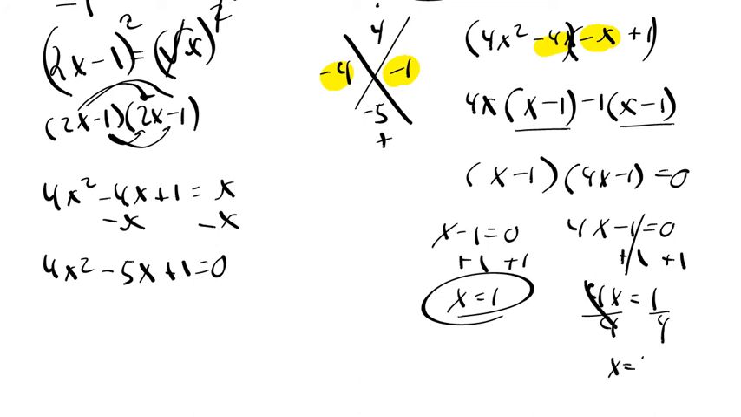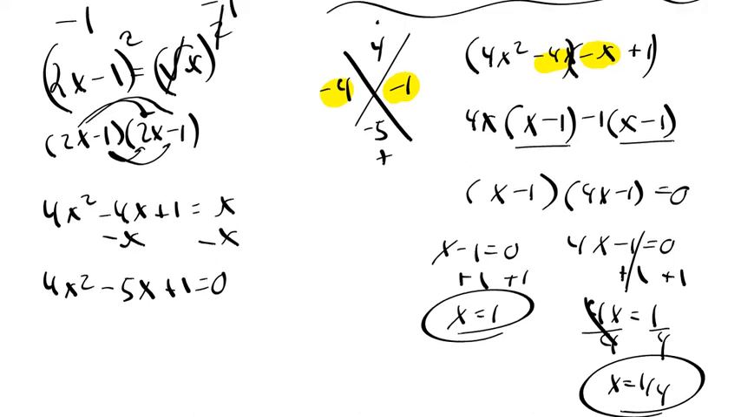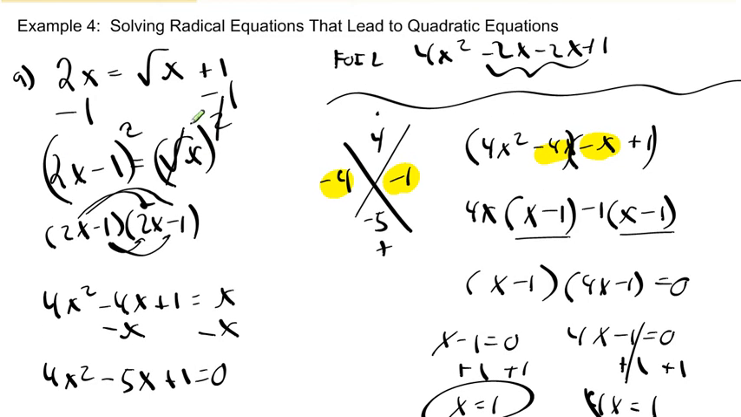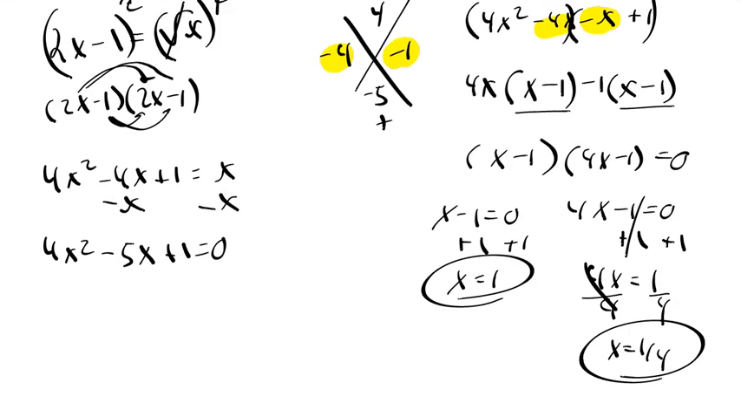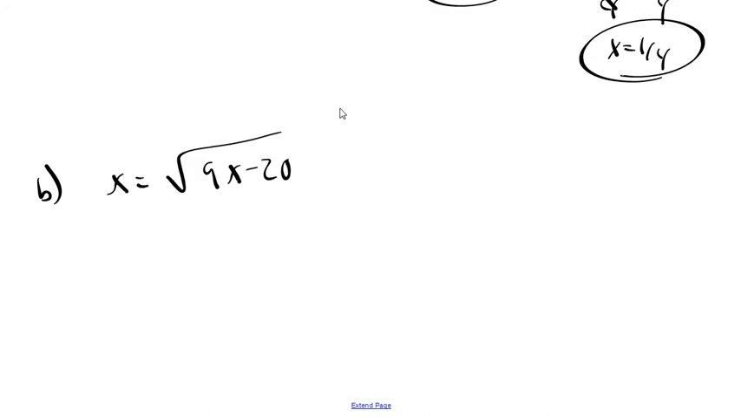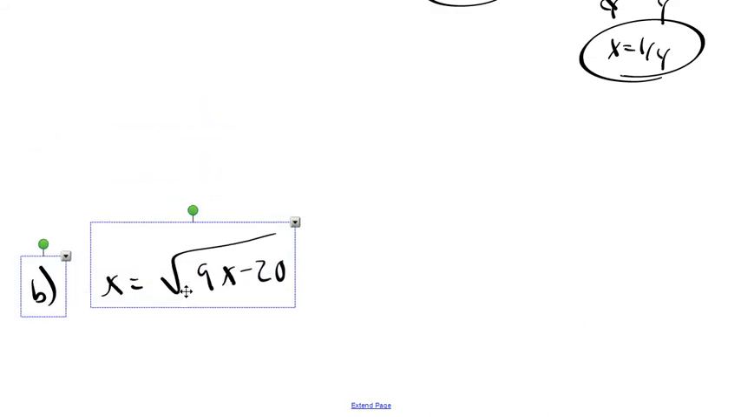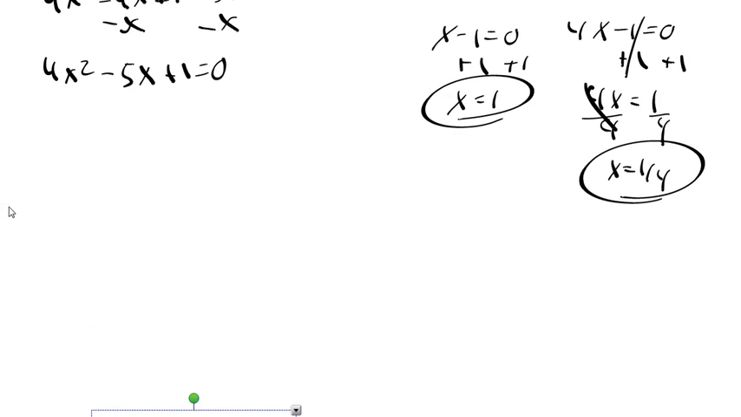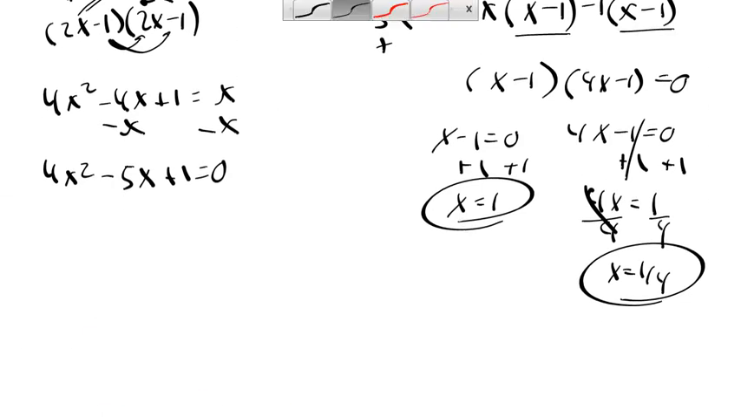So I get x equals 1/4. Now, again, since we learned this back in, I think it was chapter 8, if we square both sides, one of the things that we have to do is check our answers right here. So that's what we're going to want to do right now: check our answers. I'm going to go ahead and just move this down, example B. Okay, so let's go ahead and check your answers.